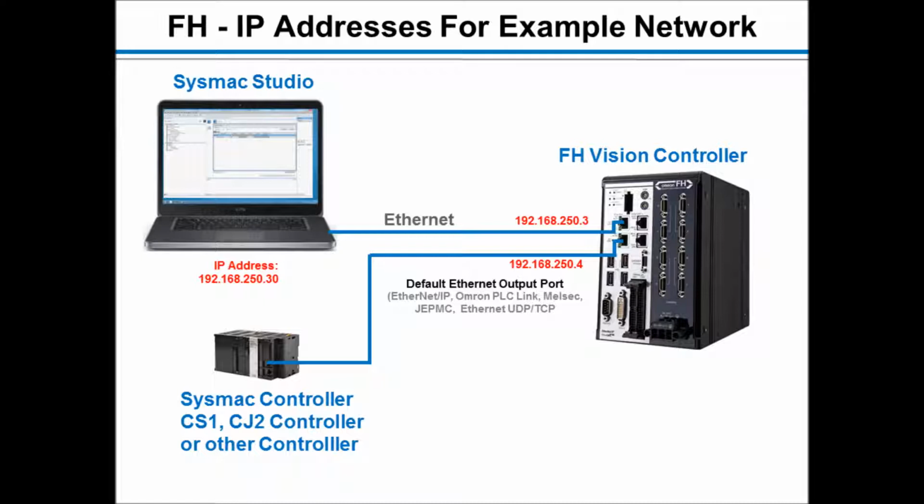The FH IP address for my example network will be 192.168.250.30 for my PC. I'll change my FH Vision Controller to 192.168.250.3, and the second port will be 192.168.250.4.